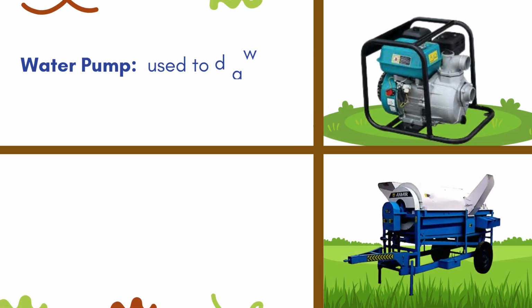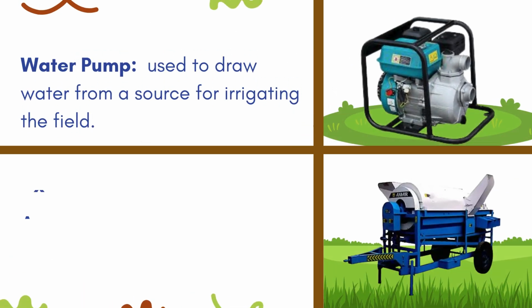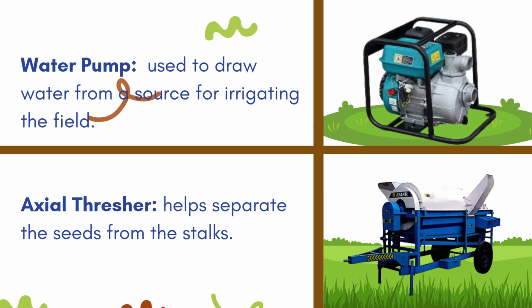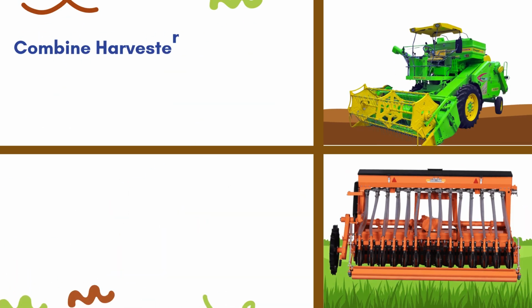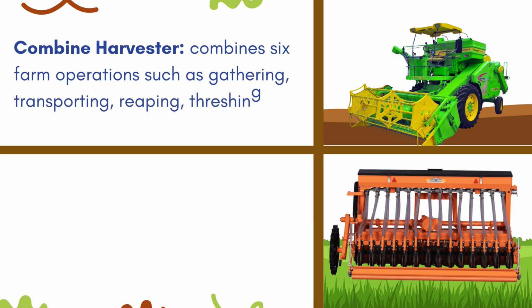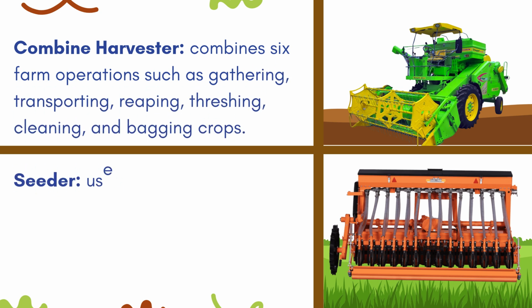Water pump, used to draw water from a source for irrigating the field. Axial thresher helps separate the seeds from the stalks. Combine harvester combines six farm operations such as gathering, transporting, reaping, threshing, cleaning, and bagging crops.